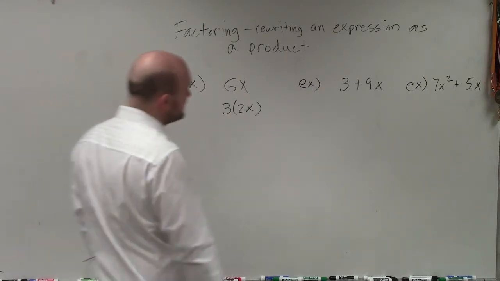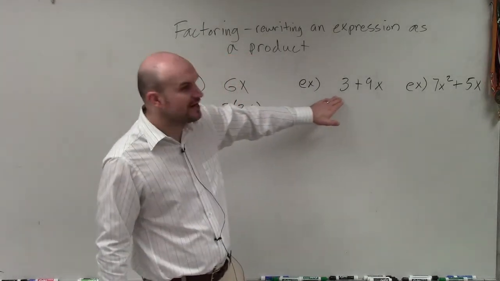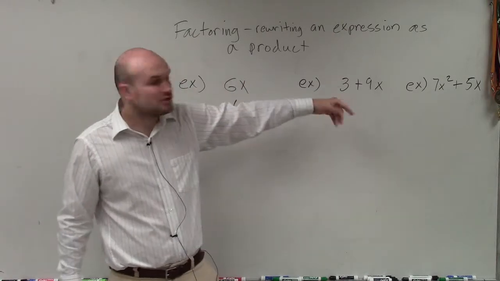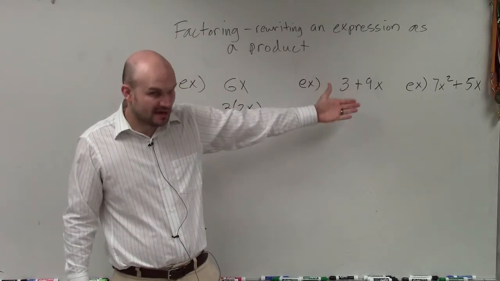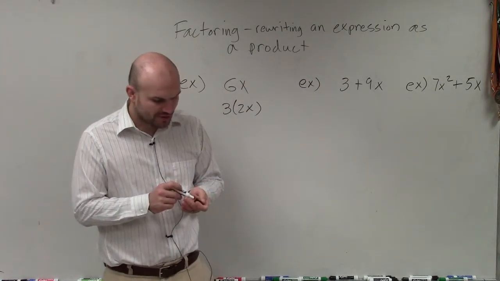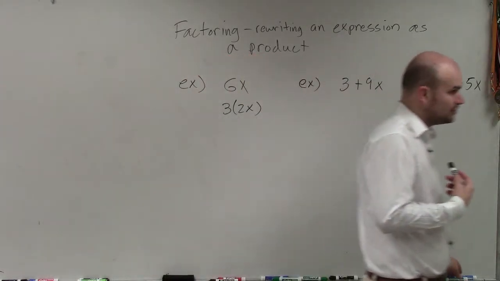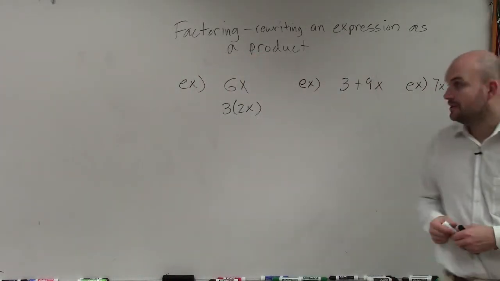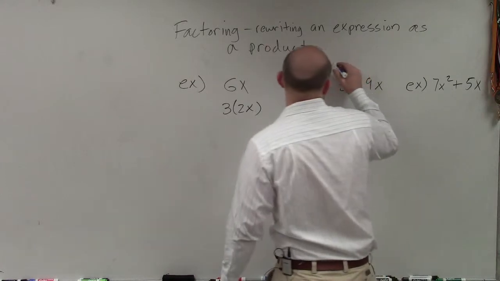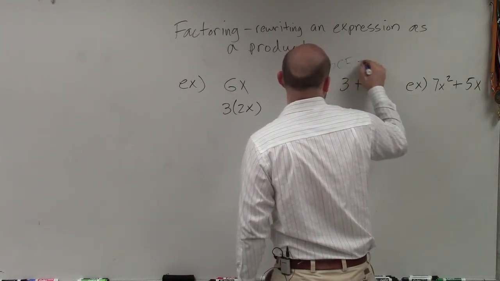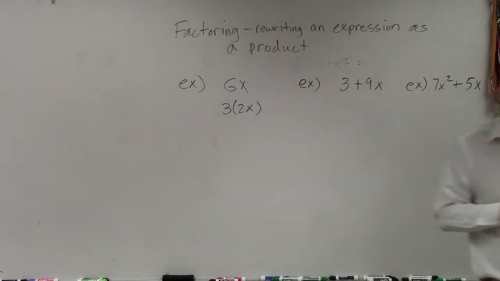But basically, in this example, we're trying to rewrite this as a product. So what we want to do is determine what they have in common. When we do that, you're going to identify what we call the GCF. The GCF is the greatest common factor, the number that divides into both of those terms.